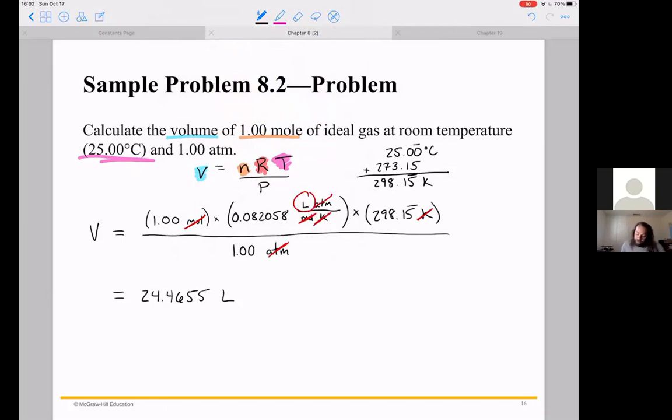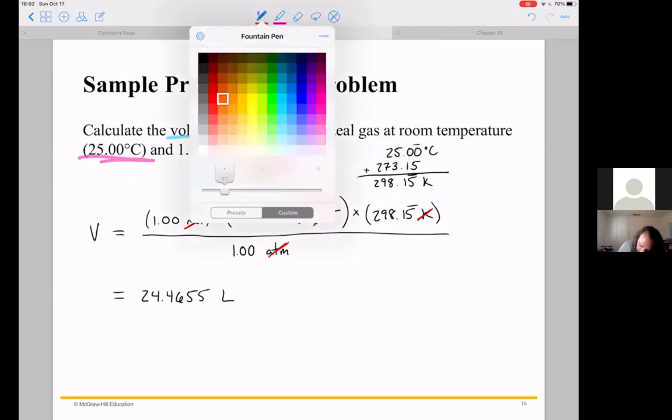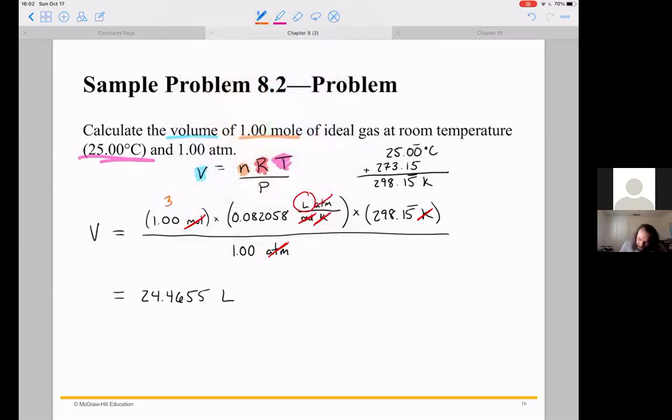Now we can go back and figure out sig figs. I'll use orange for our sig figs. There's 3 in this number. This number is not exact, but it has 5. That's why we always carry all those digits so that it doesn't limit our sig figs. And then our temperature also has 5, and then our pressure has 3. And fortunately, since this is just a big, ugly multiplication and division problem, all we do is take whichever one has the fewest number. In this case, that's 3. So our final answer would be 24.5 liters.